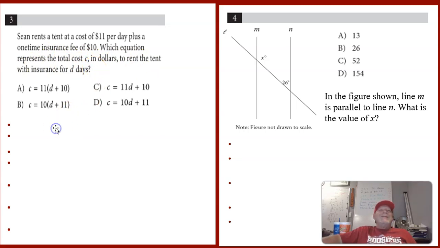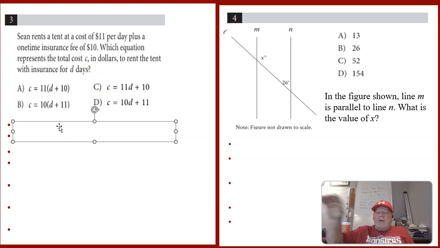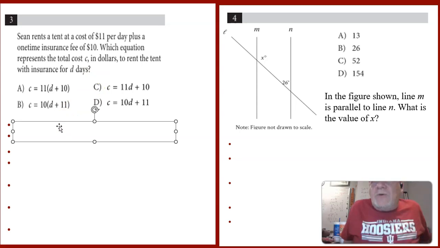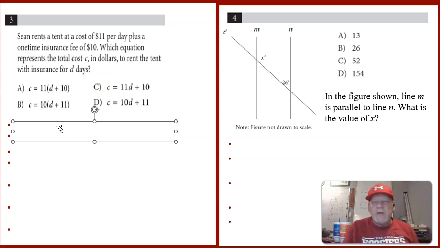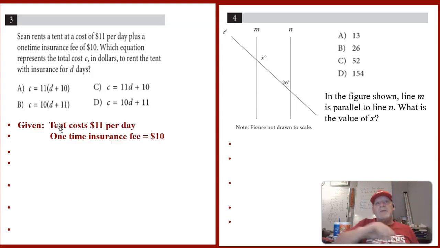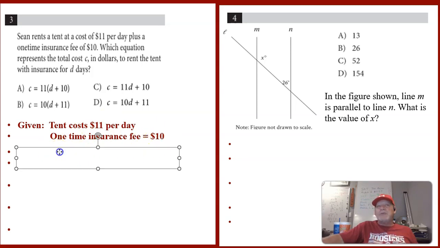Quite often in an algebra class and even on the SAT, it's going to ask you to write equations, sometimes solve them. That's just asking for the equation. So we're given that a tent costs $11 per day with a one-time insurance fee of $10. So if you rent it more than one day, you're going to pay the number of days times the 11, but you're always going to pay that insurance fee of $10 just one time.